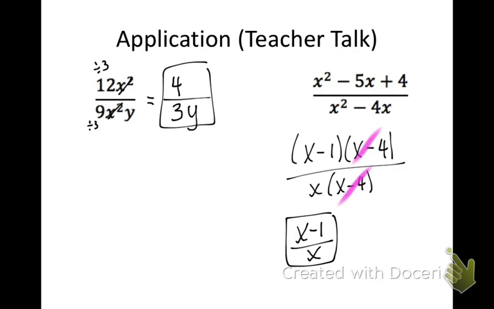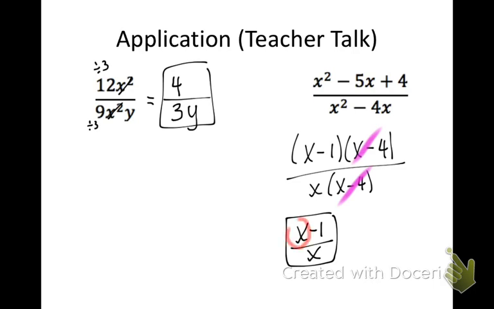For the second problem, my factors for the top quadratic were negative 4 and negative 1. And then for the bottom, I just pulled an x out because it was a binomial, so I'm looking for a greatest common factor there. Then I had a factor of x minus 4 on the top and the bottom. I canceled them out, and I was left with x minus 1 over x.